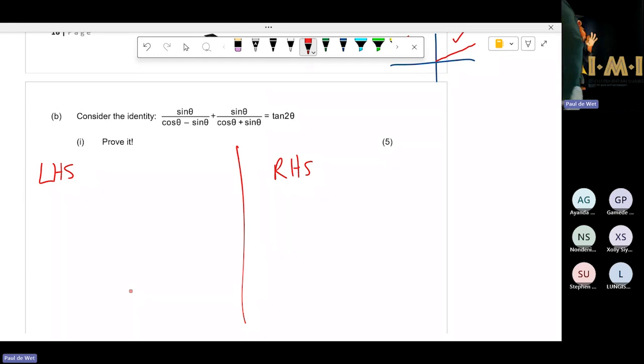I will give you a hint. On the left-hand side, there are two terms. On the right-hand side, there's only one term.